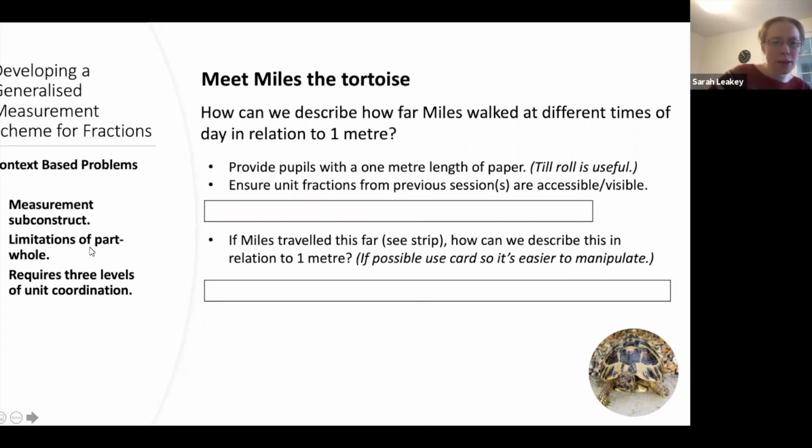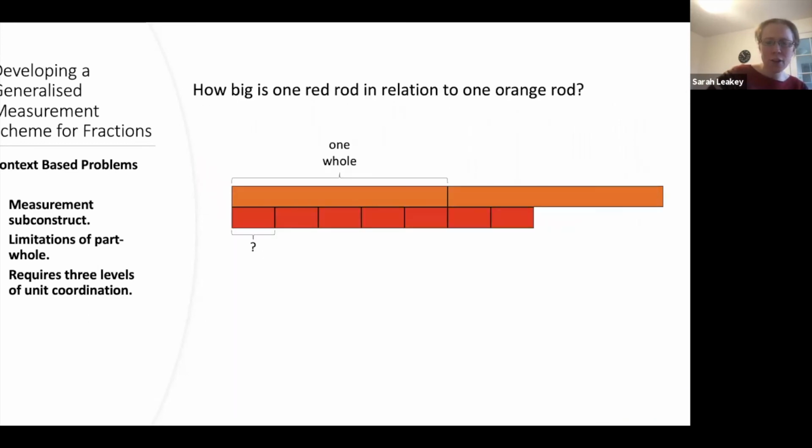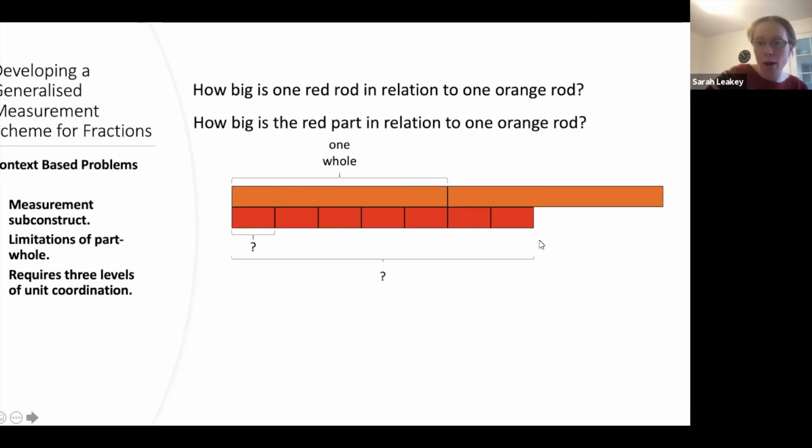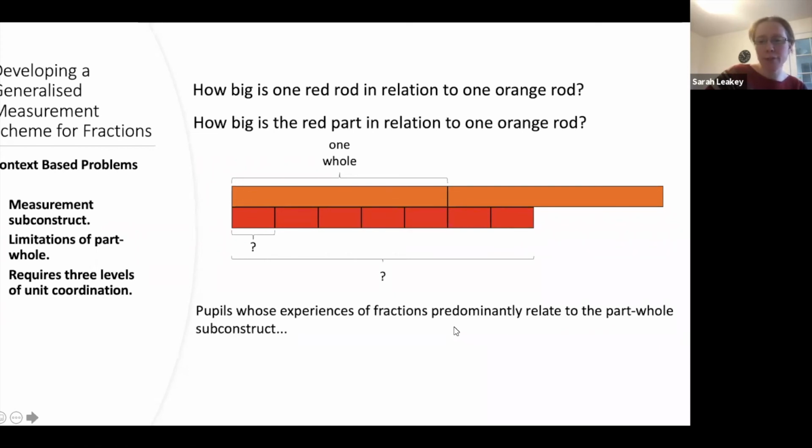Again, we're going to think about some limitations of part-whole when we start moving into improper fractions, and this understanding that this requires 3 levels of unit coordination. So just thinking about that part-whole issue for a moment, if we're asking a pupil a question like this, how big is 1 red rod in relation to 1 orange rod? Or perhaps we're asking them, how big is the red part in relation to 1 orange rod? Pupils whose experiences of fractions predominantly relate to the part-whole subconstruct will be thinking along these types of lines.